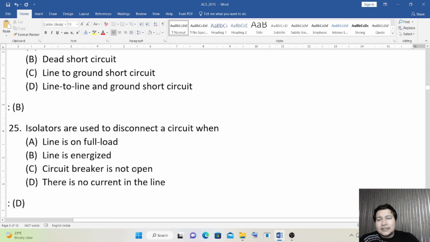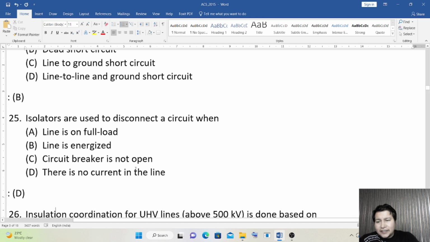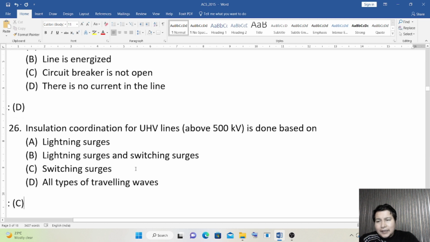Isolators are used to disconnect a circuit when line is on full load, line is energized, circuit breaker is not open, there is no current in the line. So the correct option will be option D. Take it a bit slowly, it will be good.